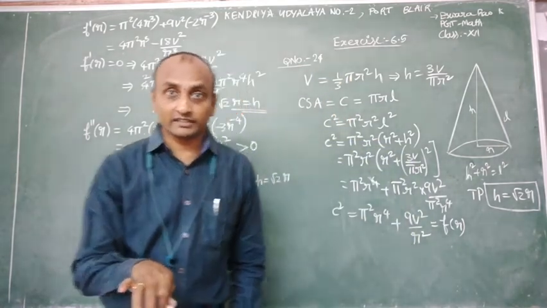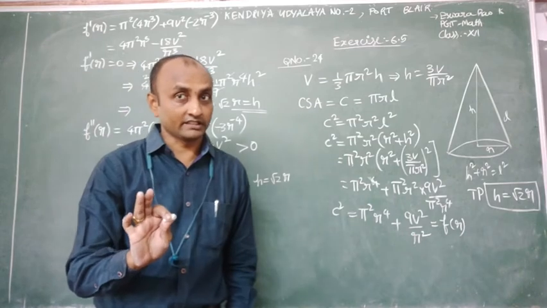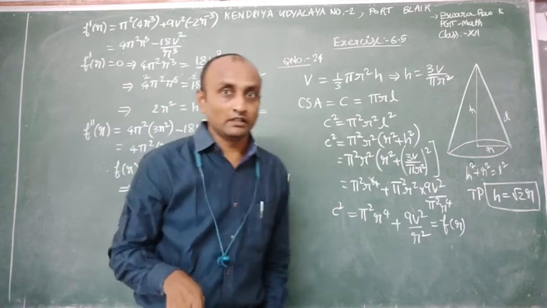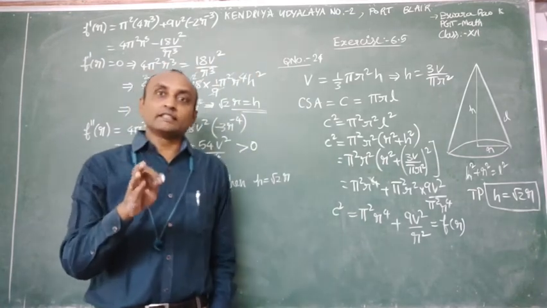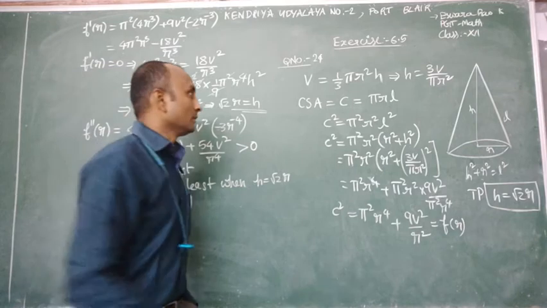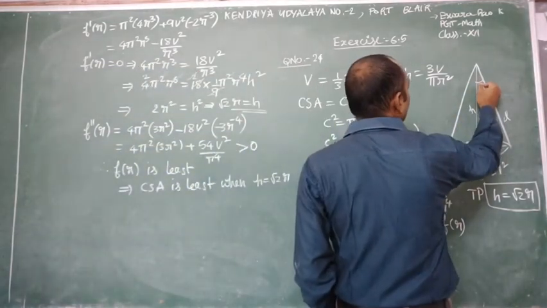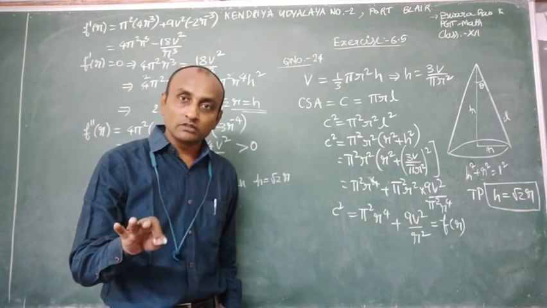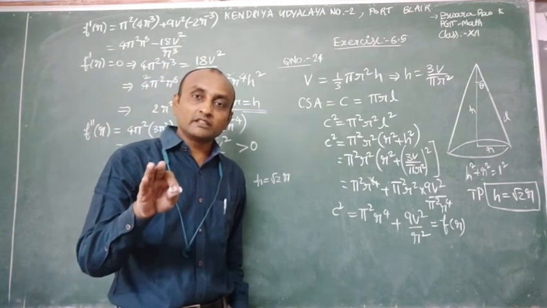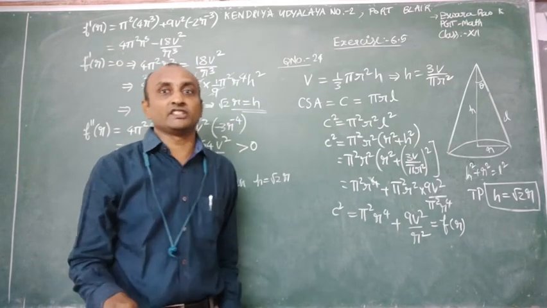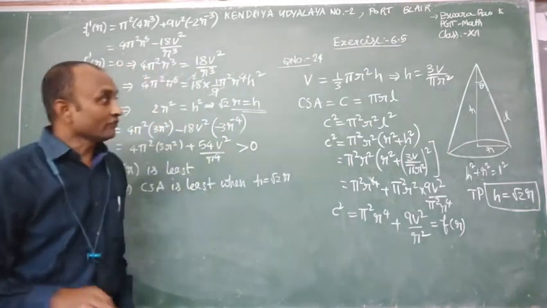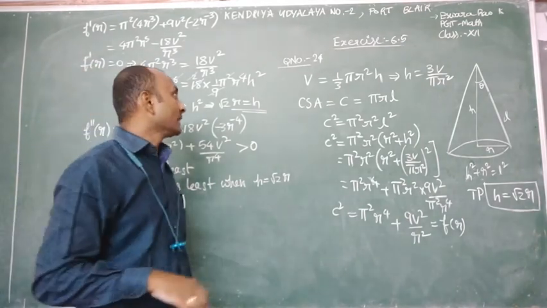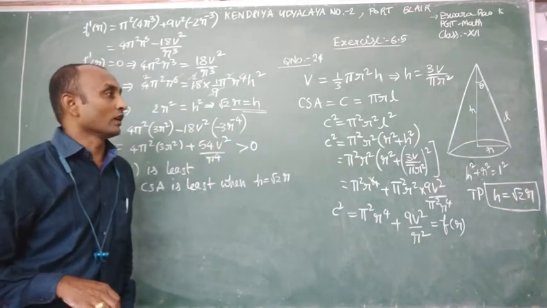Alternatively, this question they ask. Concentratingly listen. If you want, you note down the question. Same question they ask in this way. Prove that the semi-vertical angle, here it is theta, of a cone given volume and the least curved surface area is tan inverse 1 by root 2.